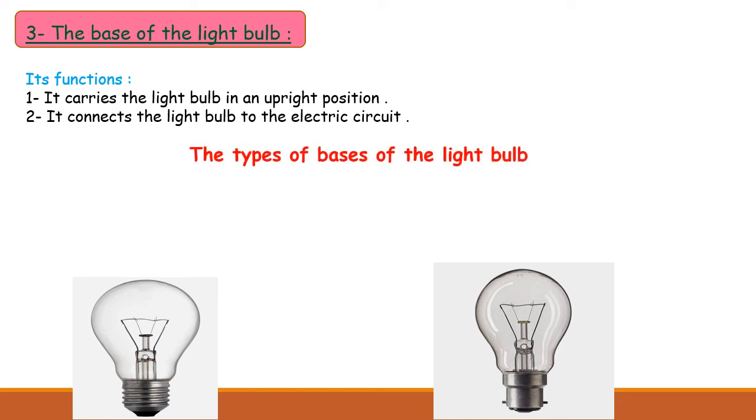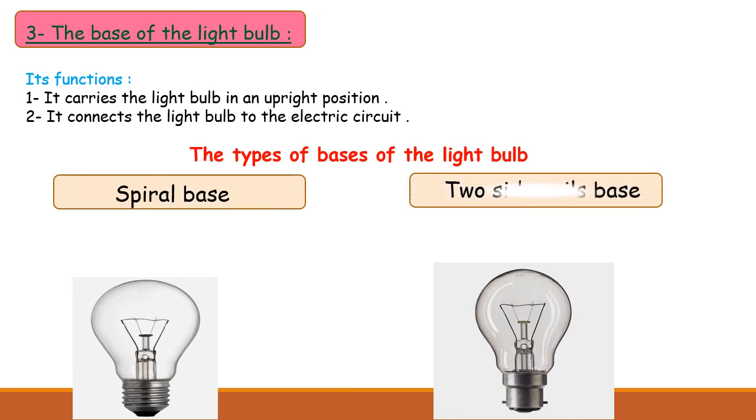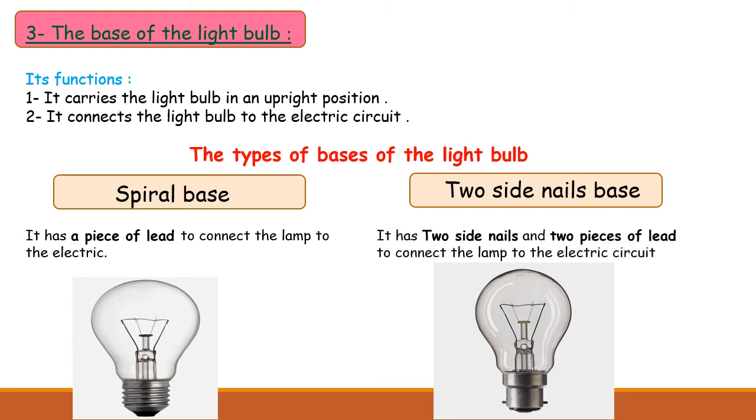I have two types of base: spiral and two-side nail base. The spiral, I will screw it. It has a piece of lead to connect the lamp to the electricity. The two-side nail has two-side nails and two pieces of lead to connect the lamp to the electricity. So the difference between the two images is just the base, the kind of base.